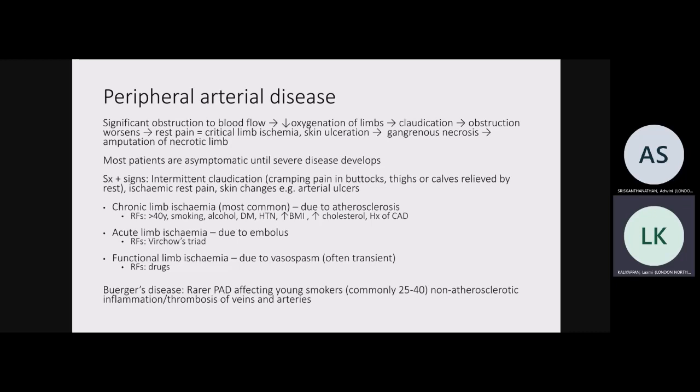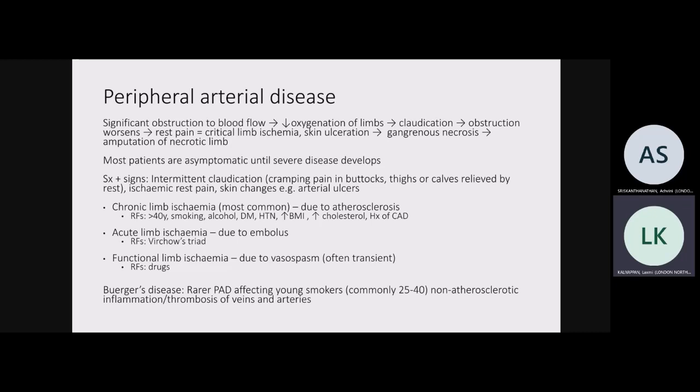And if you start to get rest pain, which is progression of your disease, so that's when you're getting pain even when you're not exerting yourself, this is defined as critical limb ischemia and often has signs of skin ulceration, which is what we saw on the previous slide. And this, if untreated, can lead to gangrenous necrosis and eventually will require an amputation of the necrotic limb. So most patients are asymptomatic with PAD until severe disease develops.